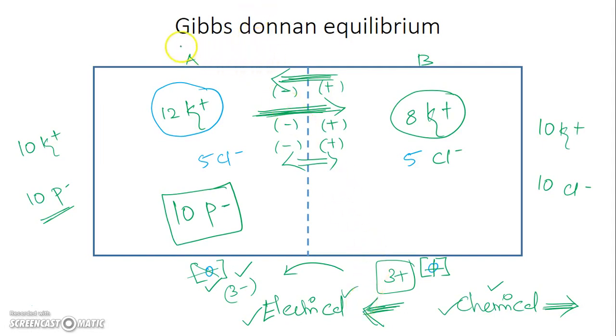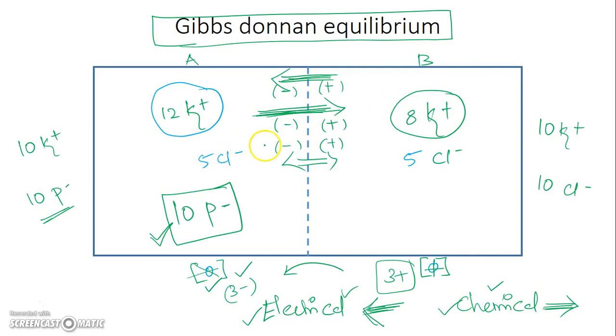This is called the Gibbs Donnan equilibrium or Gibbs Donnan effect. That is, the presence of an impermeable molecule will initiate unequal distribution of ions on both sides and unequal distribution of charges. Such an effect also causes the development of membrane potential across the membrane. So that is how the basic membrane potential develops: because of an impermeable ion on one side generating a concentration difference, an electrical difference, and then ultimately the development of membrane potential.